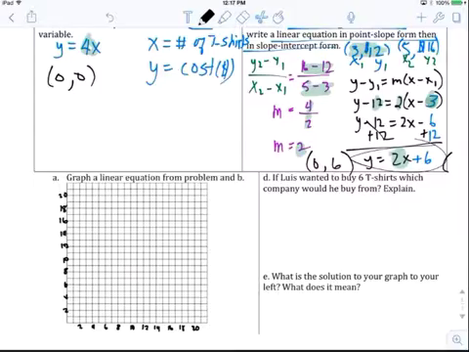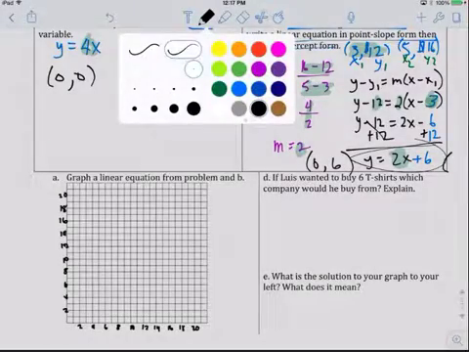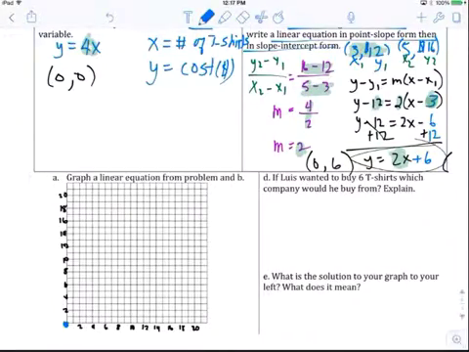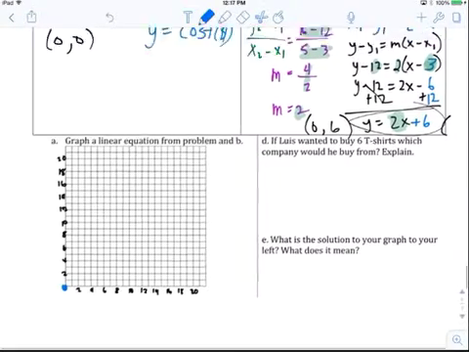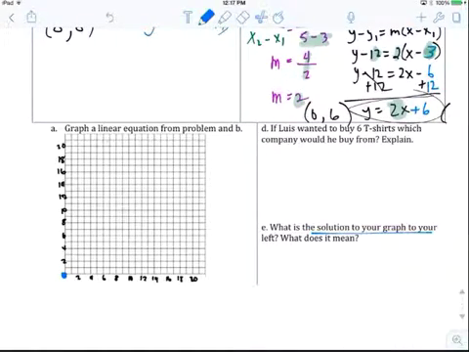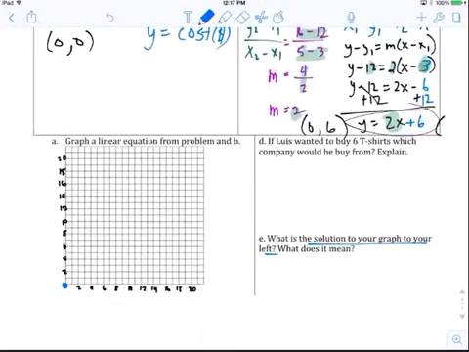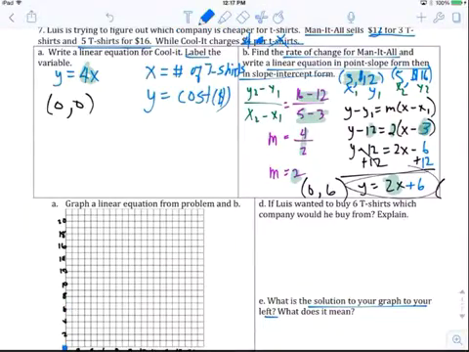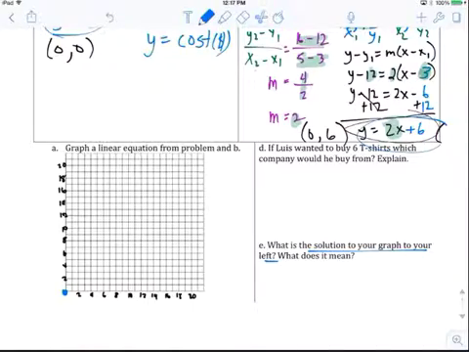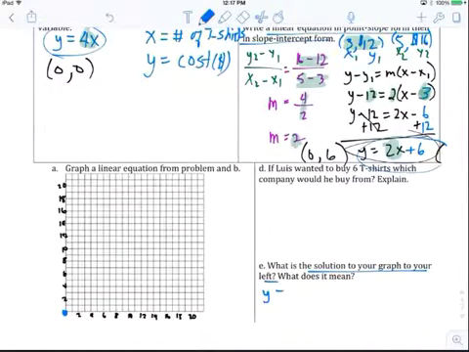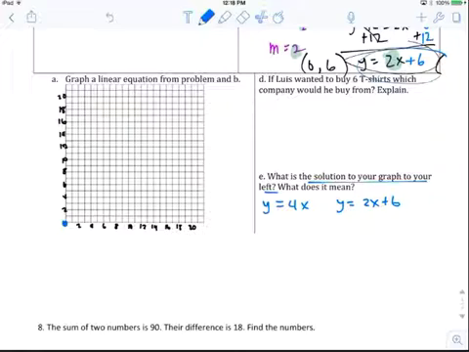Let's do 0, 0 here. And then I would find the solution of the graph first. To do that, I'm going to use both equations. You can skip numbers, use both equations here, and use substitution. So I have the two equations, y equals 4x, y equals 2x plus 6. I'm going to substitute this into here.